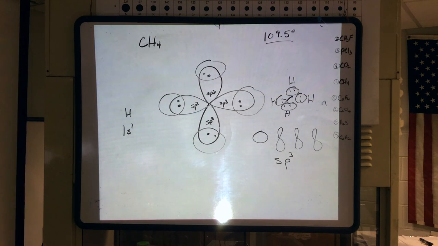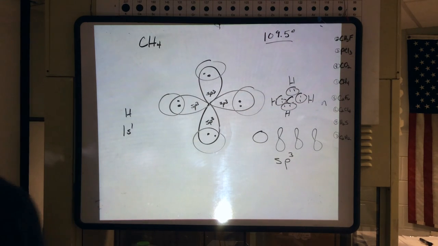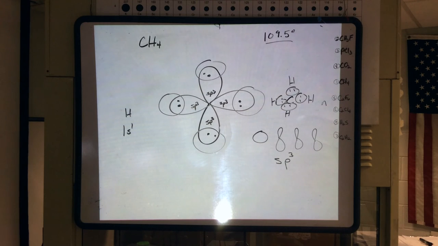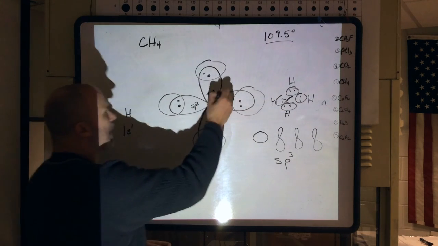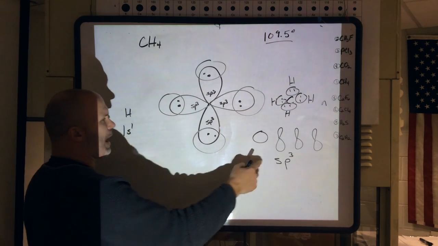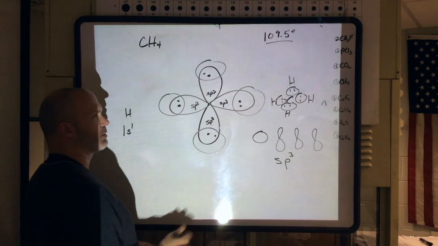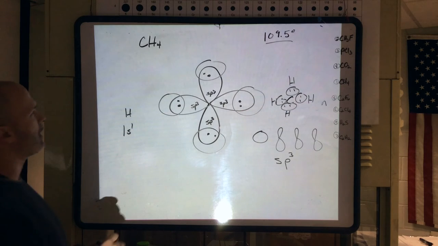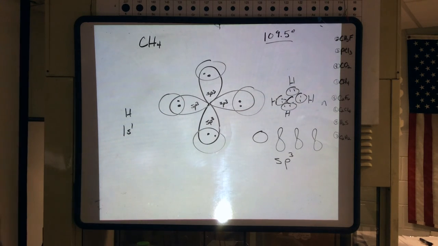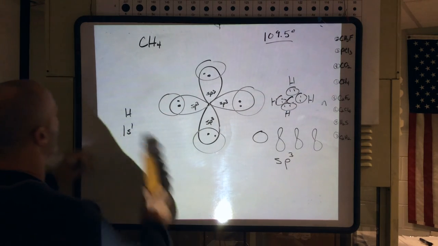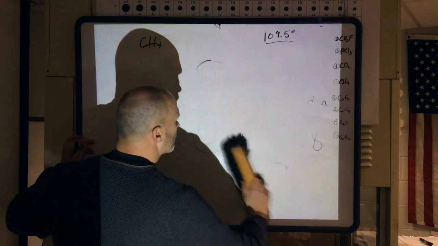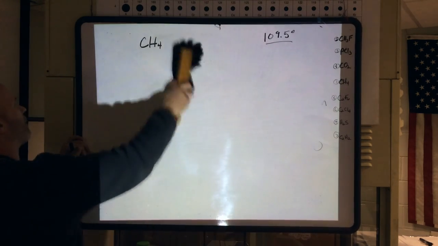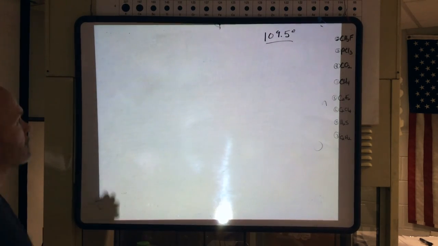Okay, so the bond angles in sp3 are always 109.5, and the bond energies are somewhere between an s and three p's. So they're all different. Okay, so that's CH4. Okay, so let's go to CH3F. First step, draw a Lewis dot diagram. Very simple.